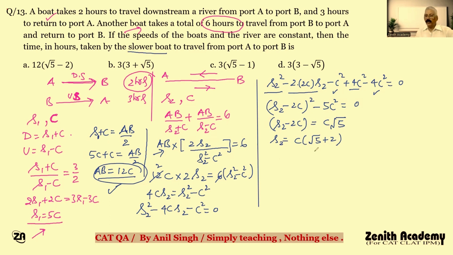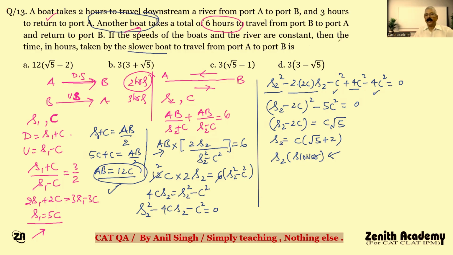The root 5 value is less than 3, 2 point something. So 2 point something plus 2 is going to be 4 point something of C. So S2 is 4 point something of C, and S1 is 5C. So definitely S2 you can decide is the slower one. It is the slower boat. So this other boat is the slower boat.